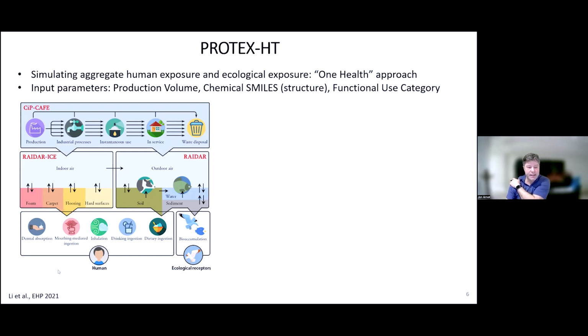And then in this case study that we published a few years ago, we focused on human exposure and aggregate exposure using these different routes of exposure: dermal absorption, mildly mediated ingestion, for example, hand to mouth or dust ingestion, inhalation of indoor and outdoor air, drinking water ingestion, and dietary ingestion through agricultural food chains, typical of North American humans. We also have a broad range of ecological receptors, which I can't get into today, but we look at a wide range of representative ecological species.